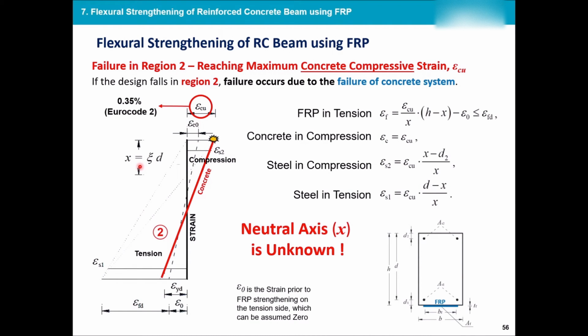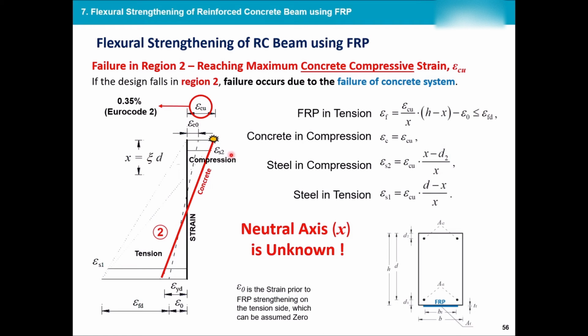Let's look at mode 2. In this case, we are reaching the maximum concrete compression, so epsilon Cu, the ultimate strain of concrete. And as mentioned, based on Eurocode 2, this has a value of 0.35%. Then I have the strain of steel in compression, which is calculated like this. I have the strain of steel, which is calculated like this. And I have the strain of FRP, which is over here and is calculated like this. But we don't reach that strain, so this is a very high strain. Our problem is over here.